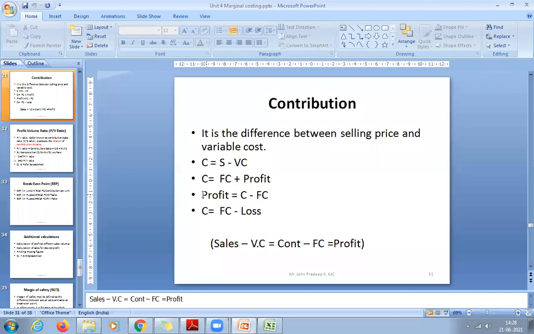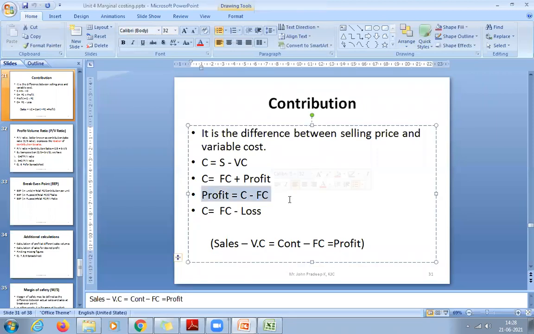So you can see here, contribution. There are two ways of calculating. One is sales minus variable cost will get contribution. Even we can do reverse way. So that is profit plus fixed cost. So how I got profit? By deducting fixed cost from contribution. Now if I add back that, so profit plus fixed cost, again it will give me contribution. Got it? So that is what we are using here.